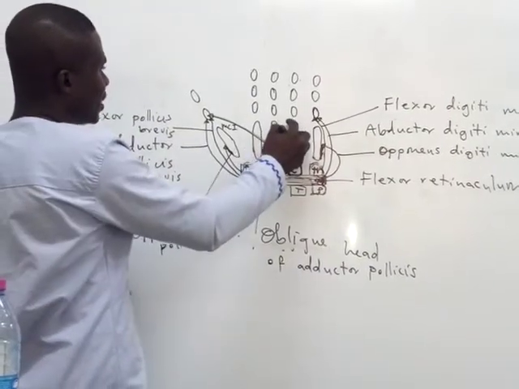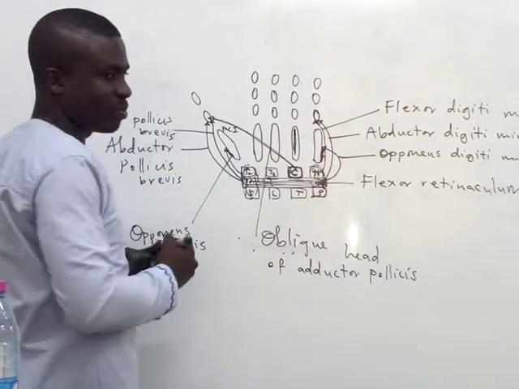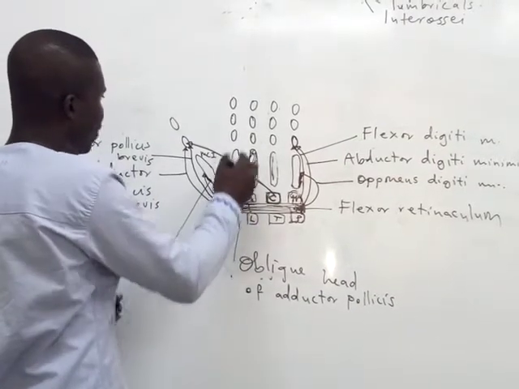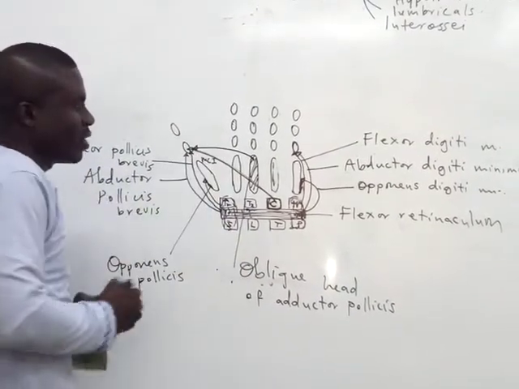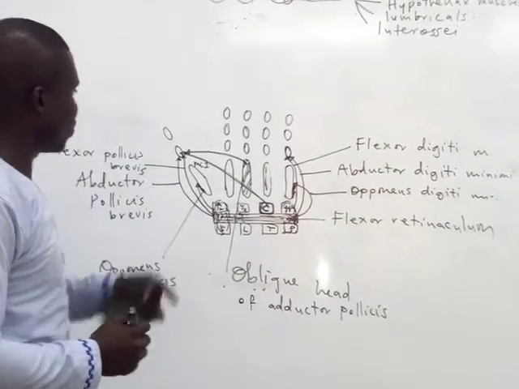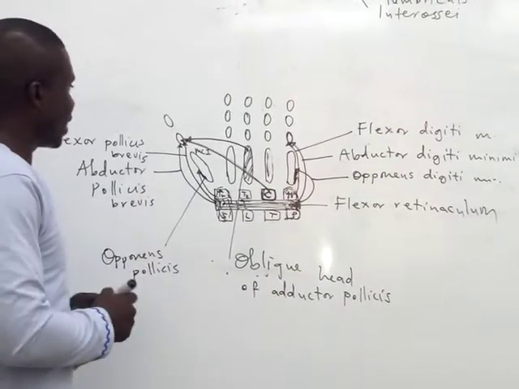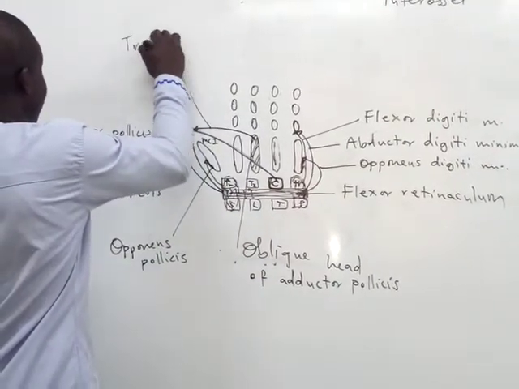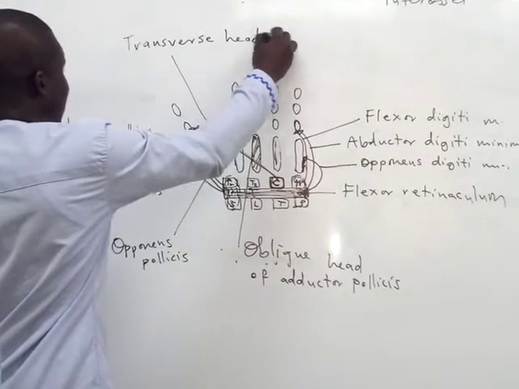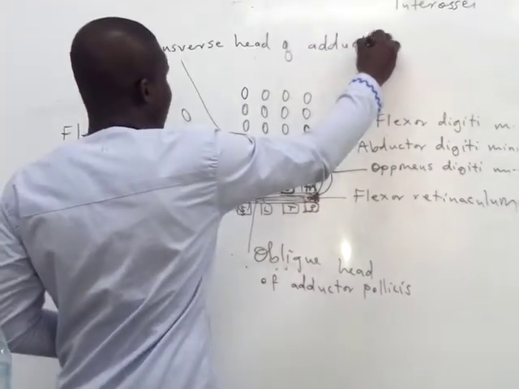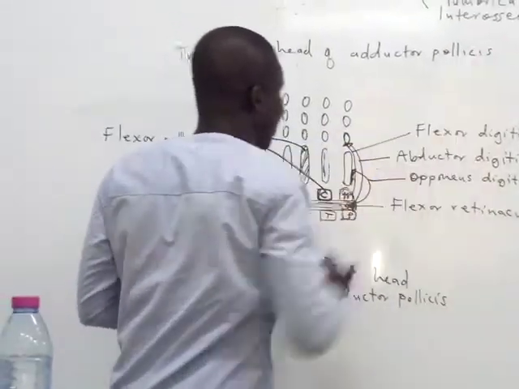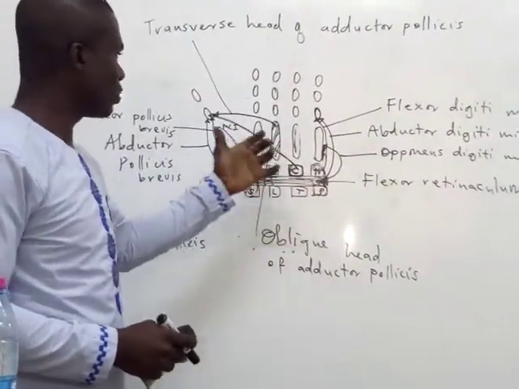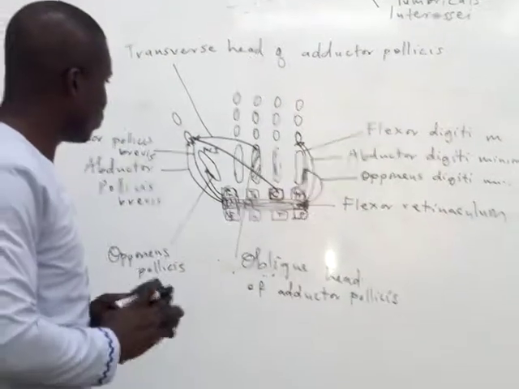Now the transverse head, which takes origin from the third metacarpal, also inserts to the base of the proximal phalanx of the thumb. That's the pollex. This muscle is known as the transverse head of adductor pollicis muscle. Adductor pollicis muscle. So we have a very strong adductor of the thumb, having two heads. So it's able to, because it has two origins, and that's what we've seen.